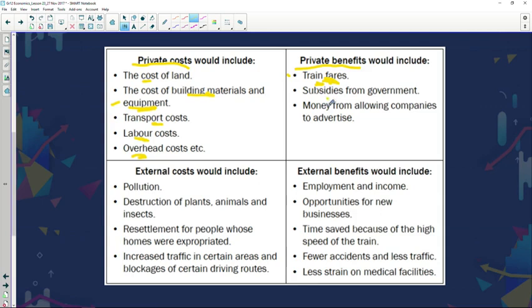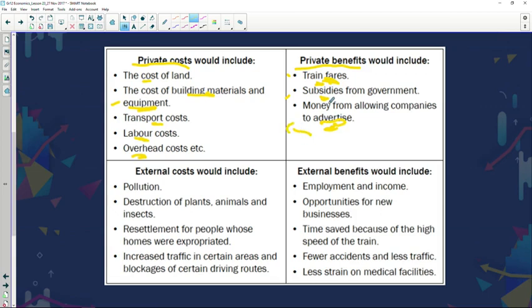And then also the subsidies from government. This project had to be subsidized by government because of the social benefits that it would bring. And also money from allowing companies to advertise. Companies would advertise on the stations. If you go to the Sandton station, you can see there are digital boards at the different levels, and companies use that facility to advertise. So that's money coming in as well.